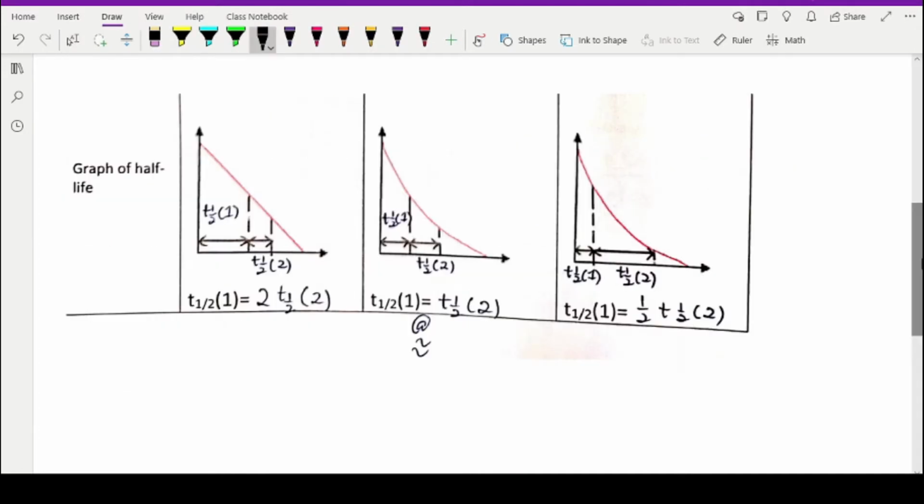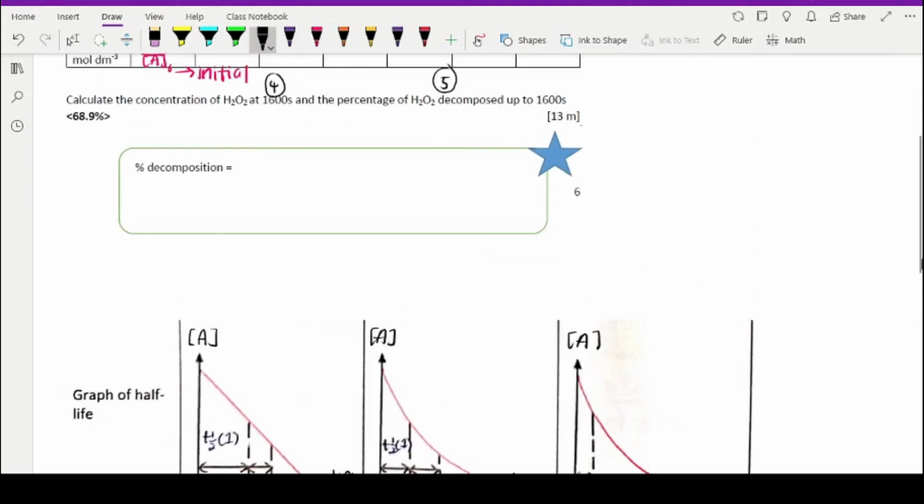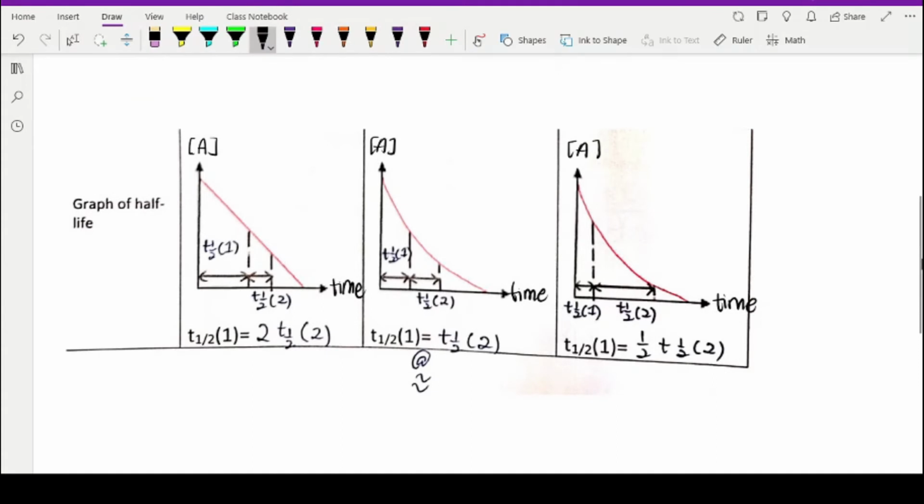Now look at a summary for the graph of half-life. So the y-axis must be the concentration of A, for example. So please add some notes. And the x-axis must be the time. So from our question, we already know that this is the first order, right? So our graph of half-life must be like this. It has a linear shape, and then your first half-life must be equal or nearer to your second half-life.